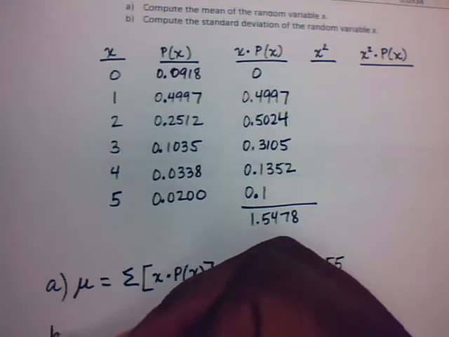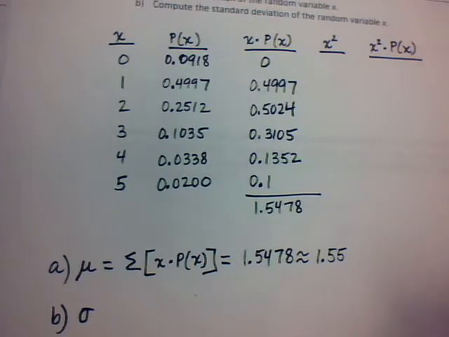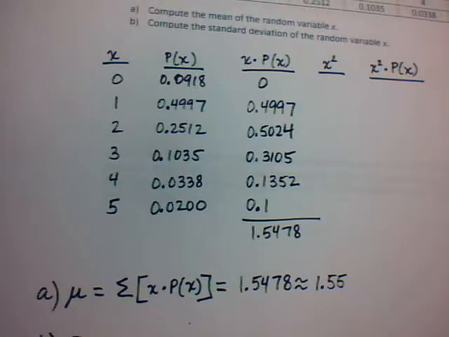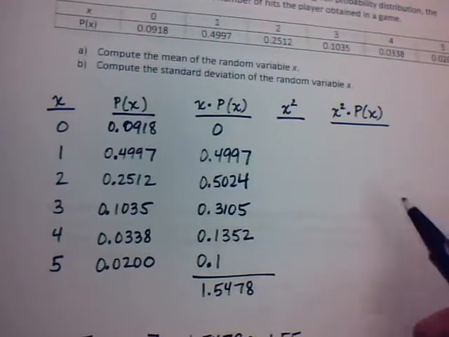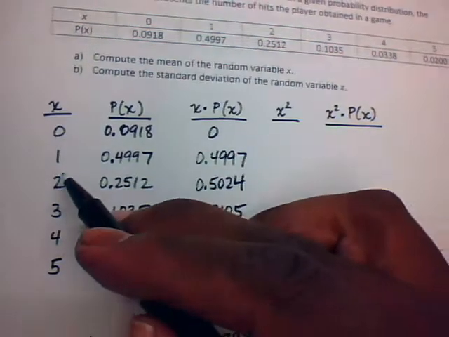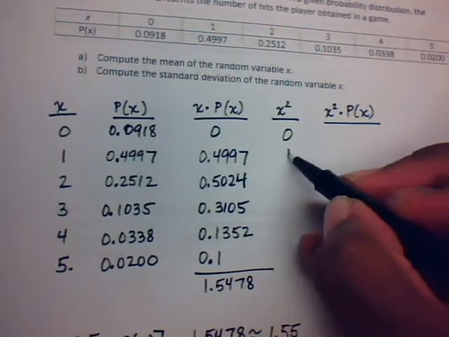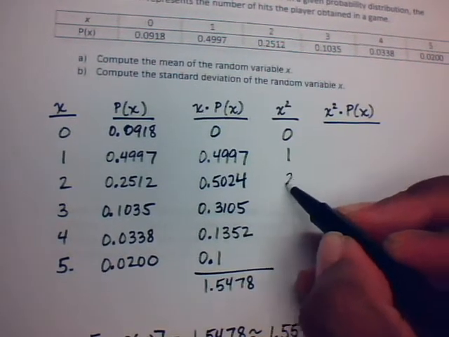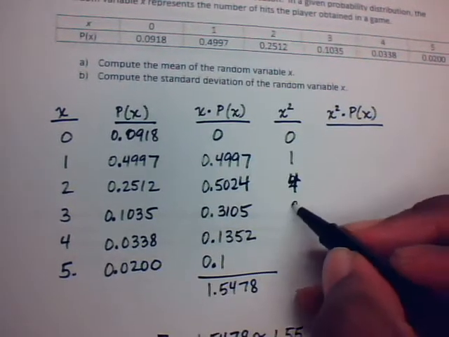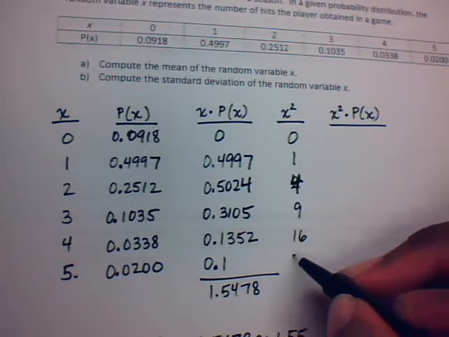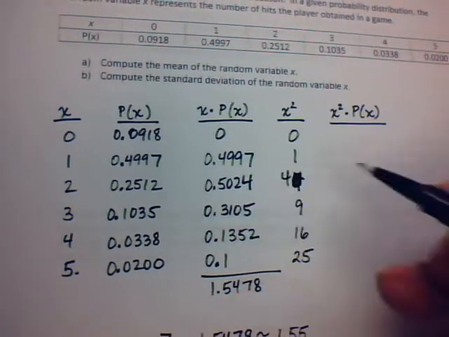Now the B part, they want sigma, which is your standard deviation of that random variable x. So we need to finish this table right here. Here, the x squared, I'm going to square the x's in this column. So 0 squared is 0, 1 squared is 1, 2 squared is 4, 3 squared is 9, 4 squared is 16, 5 squared is 25. And this is actually 4.